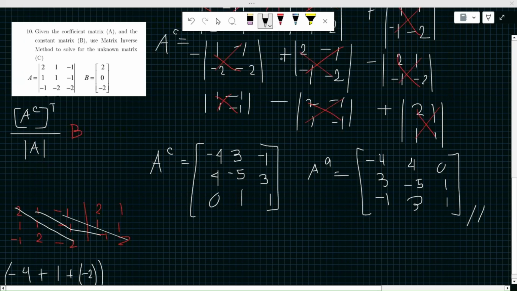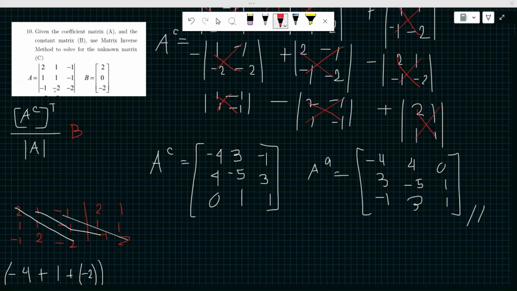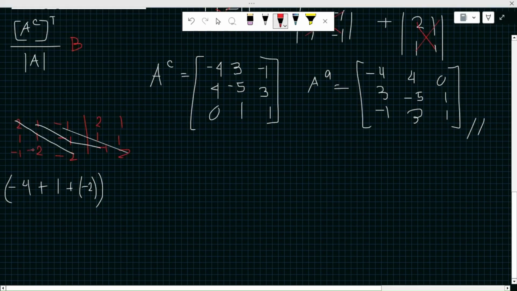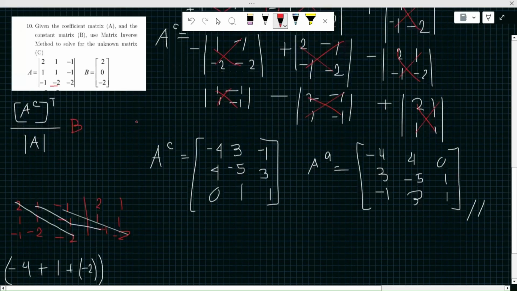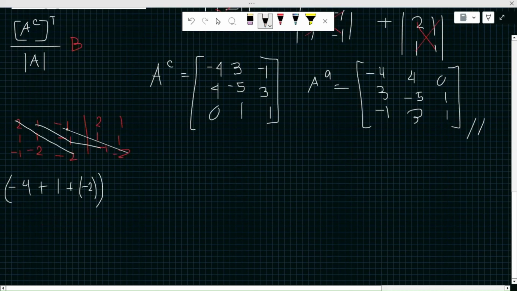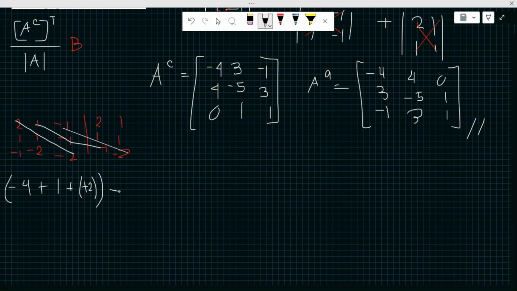I think I wrote the wrong sign for this one. Okay, so this would be -1 times 1 times -2, that's +2. Minus the opposite side, which is this one. 1 times 1 times -2 is -2. 2, -1 times -2, that's +4. And -1 times -1 is +1.